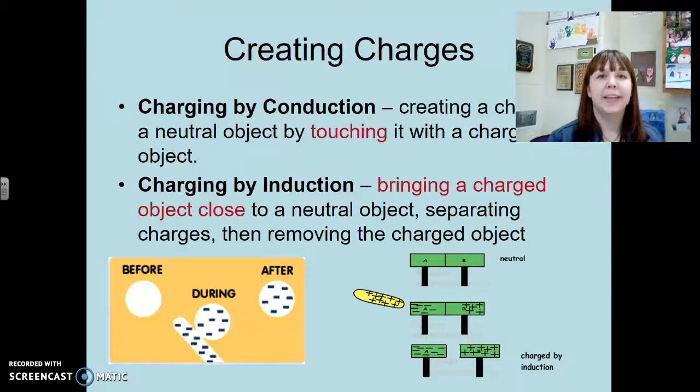The other way is charging by induction. And if you look on the bottom right here, this picture, you can kind of see what induction involves. If you have a neutral object and you bring a charged object next to it, the like charges will repel, will move away from that object, and the opposite charges will be attracted to it. Then if we can separate that object and keep those charges on the side that they are at, then we end up with one positively charged and one negatively charged object without even having to touch it.